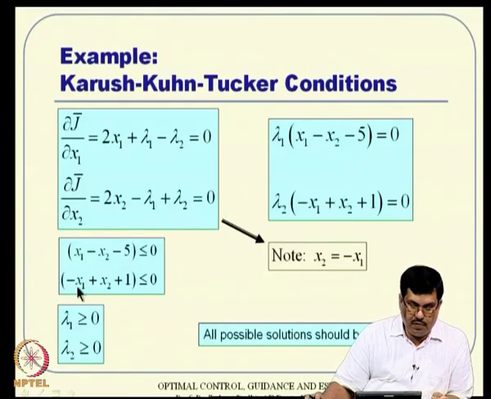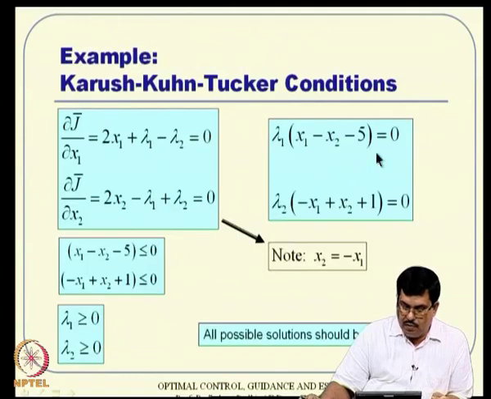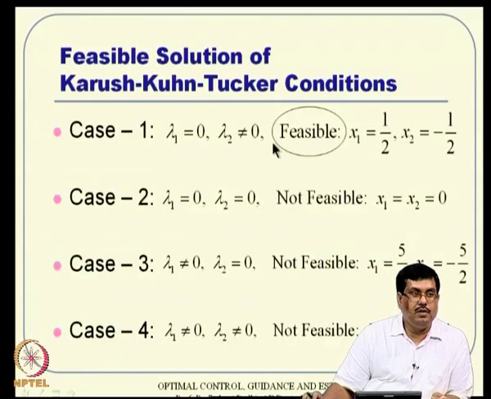So this is plus half, and what is that, sorry, one second, x1 is half and x2 is minus half. So x2 is minus half, you put it here, it is half here. So this is minus half minus 1 plus 1, which is 0. So this is also satisfied. So in that situation it is acceptable. So this is a feasible candidate.